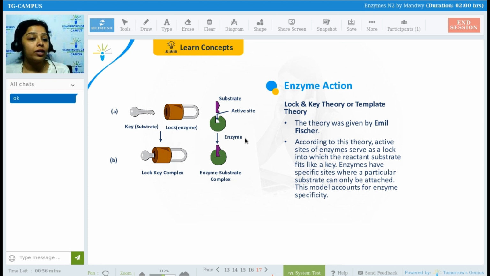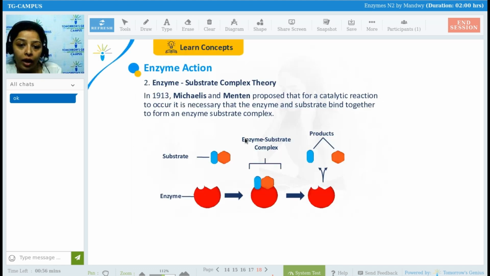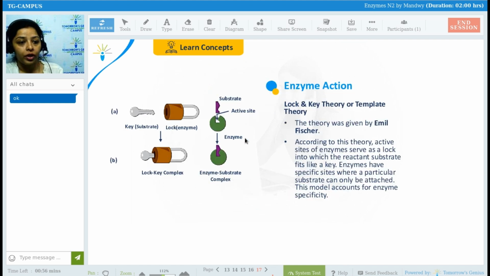So there are different types of theories related to the enzymatic action. For example, lock and key theory, and the other theory is enzyme substrate complex theory. This theory, lock and key theory, is also called template theory, and this was given by Emil Fischer. As per this theory, the active site of enzyme, what is the enzyme here?